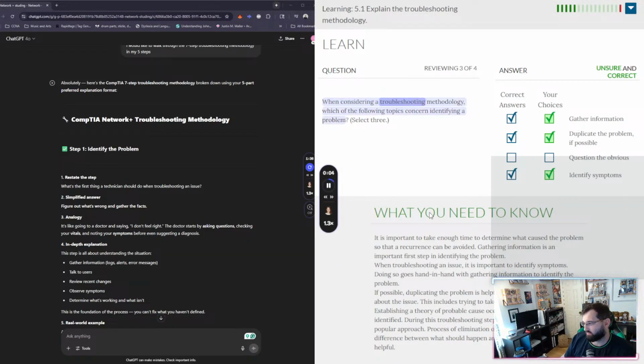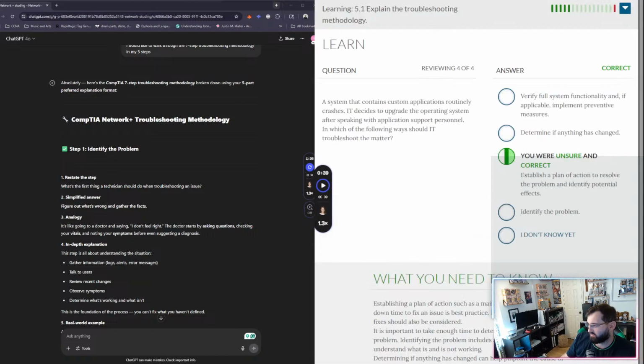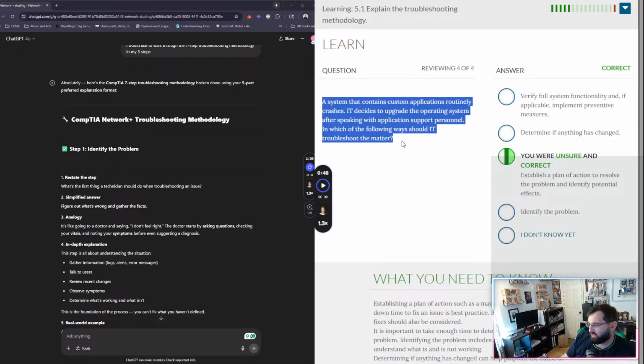When considering a troubleshooting methodology, which of the following topics concern identifying a problem? And I was right. I was right. Gathering information, duplicating the problem if possible, and identifying systems. Symptoms. Question the obvious. That is not a thing. Excellent. This is the last one. I was right with this one too.